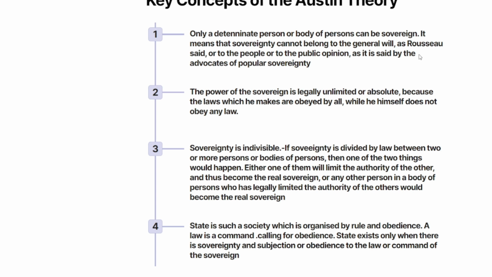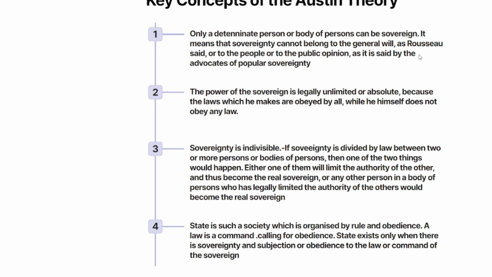The third point is sovereignty is indivisible. If sovereignty is divided by law between two or more persons or bodies of persons, then one of two things would happen. Either one of them will limit the authority of the other and thus become the real sovereign, and the other person or body of persons who has legally implemented the authority of others would become the legal sovereign. So sovereignty cannot be divided. One person has this right to exercise the sovereignty.